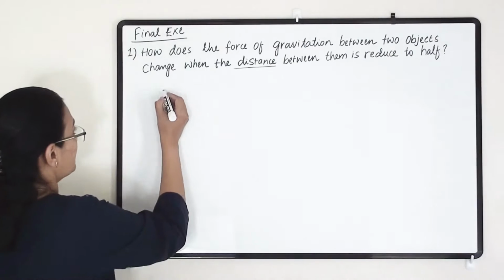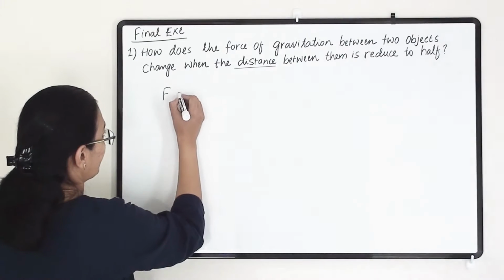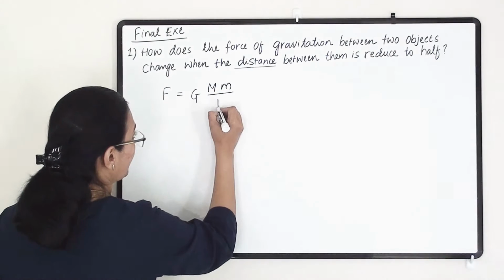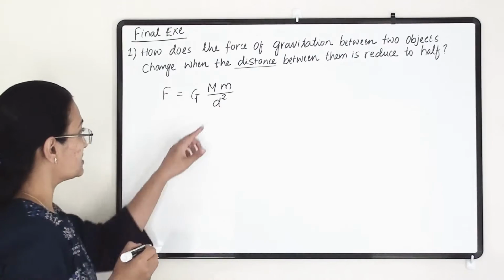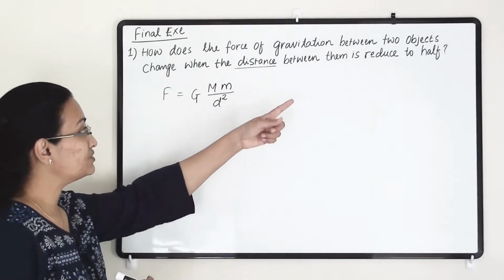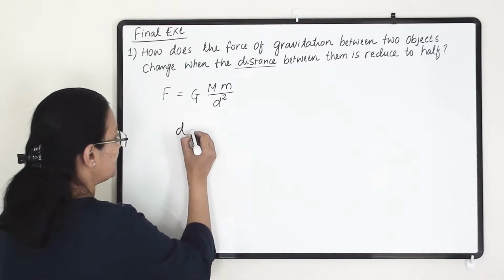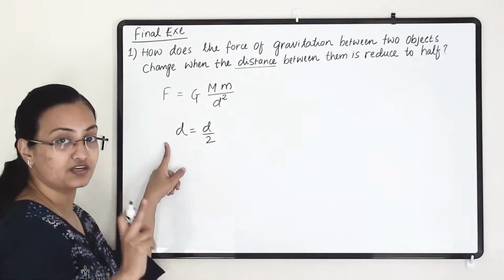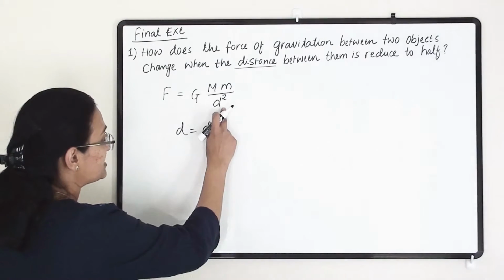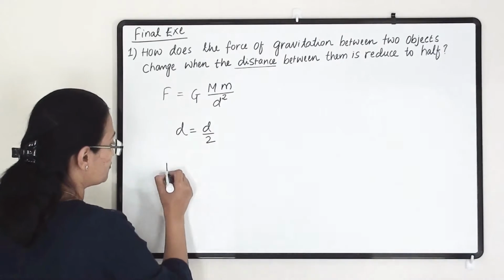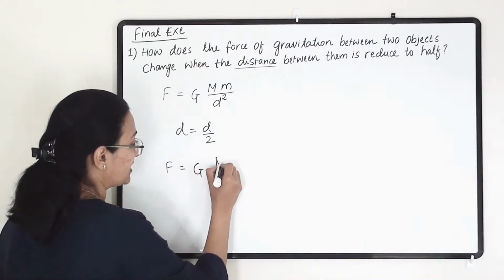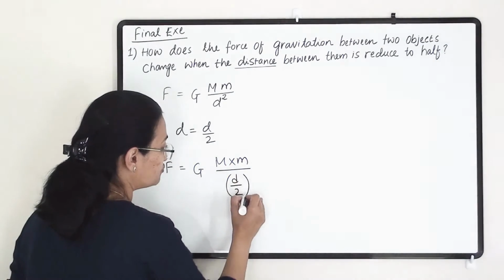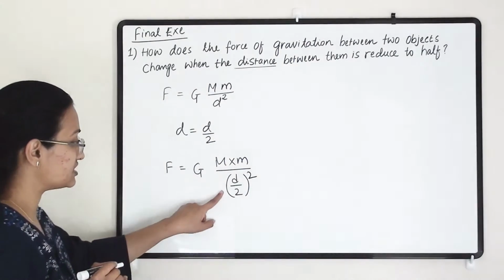So let us first write the gravitational force formula, that F equals G into capital M into small m divided by d square, which is the distance square. Now we have to reduce the distance to half. So instead of d, we are taking d by 2, because we are reducing the distance to half. So instead of d square, we are keeping d by 2 whole square. So F equals G into capital M into small m divided by (d divided by 2) whole square, because we have reduced the distance to half.